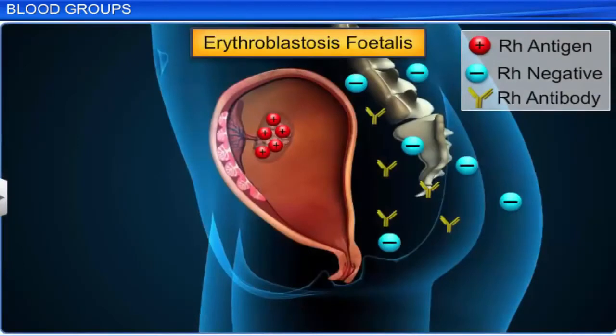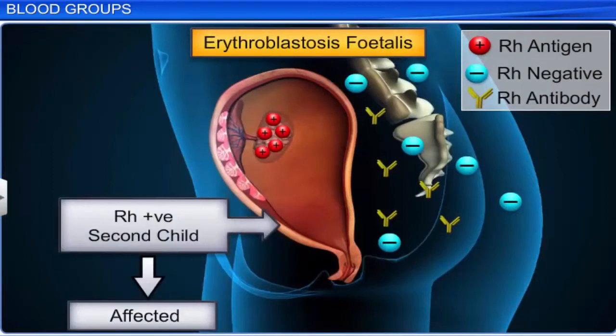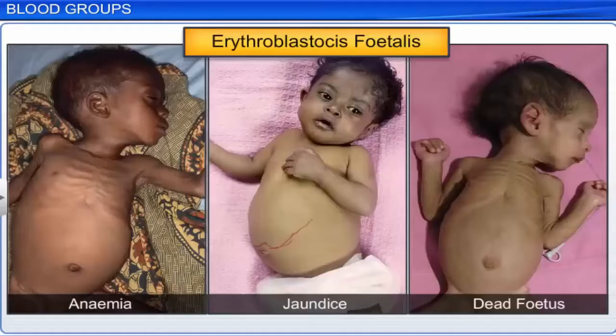The problem occurs during the second pregnancy, when the Rh antibodies present in the mother's blood cross the placenta and destroy the fetus's RBCs. This results in severe anemia and jaundice, and at times fatality of the fetus.